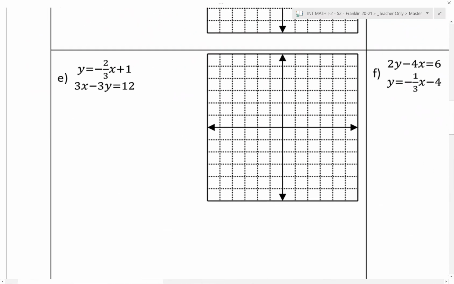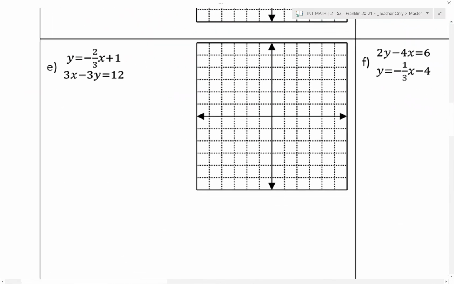Okay, y equals negative 2/3 x plus 1, for example E, and 3x minus 3y equals 12. Now we're going to have to solve this one for y first, but we can graph the first one, so let's go ahead and do that. We start up at 1, and then negative 2/3 for the slope, so down 2 over 3, or up 2, left 3. So there's the first one.